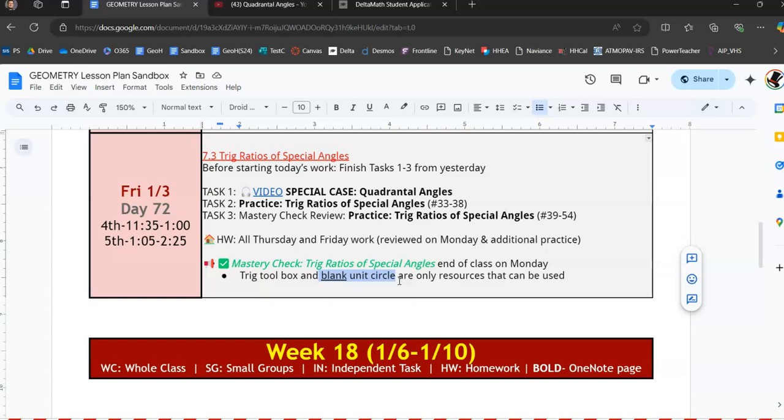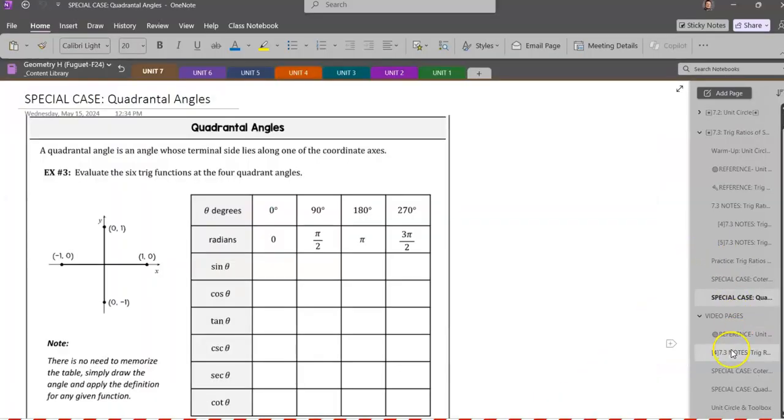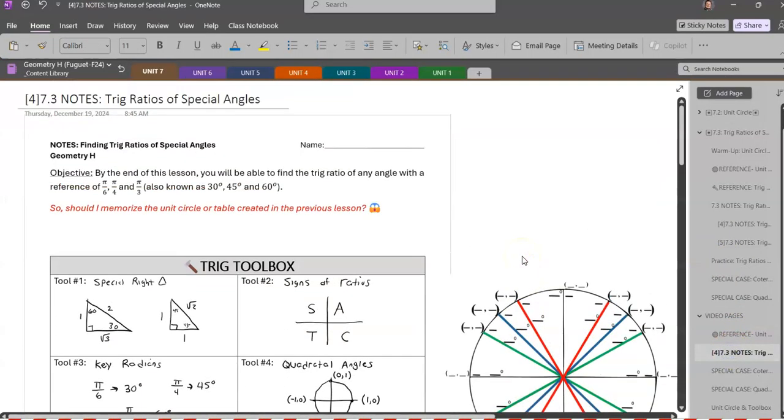So right now, your focus today and tomorrow is primarily on the practice and getting yourself back up to speed and comfortable finding these trig ratios. So if you're looking for a little review, well, I'm here for you to help you with that. So here are the notes that we took last Wednesday and Thursday prior to winter break.